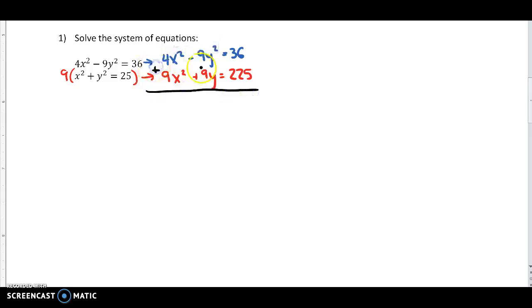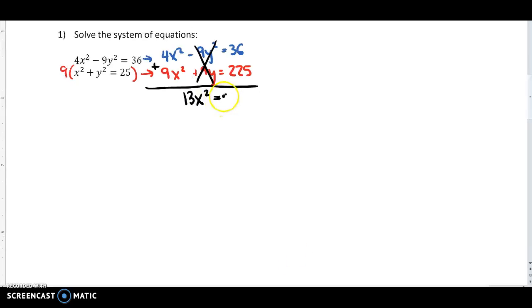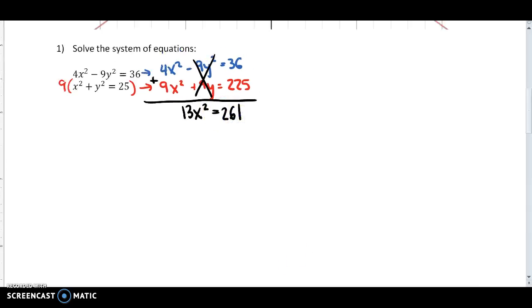So then I could add these together, and these y squareds will cancel out. So I have 4x squareds and 9x squareds. That gives me 13x squared. And then I have 225 and 36, which gives me 261. Next, you're going to solve for x. The only difference is this won't be linear, and there's going to be an extra step you have to take as a result.